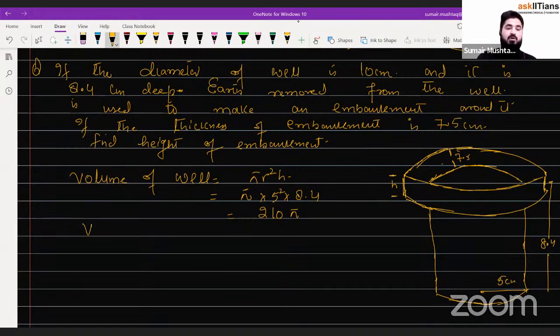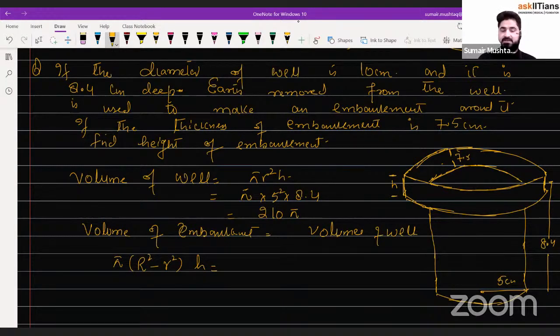Now, what is the volume of embankment? Volume of embankment is equal to volume of well, as I told you earlier. What is the volume of embankment? That is pi (R square minus r square) into h. That is equal to, yes, what is this?